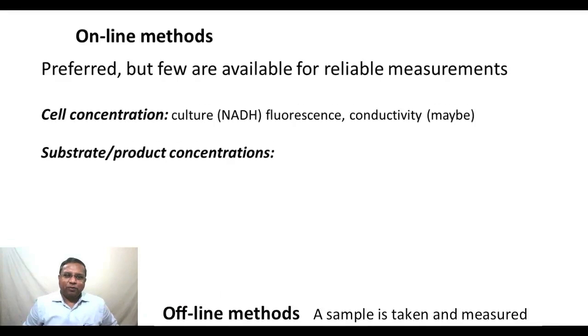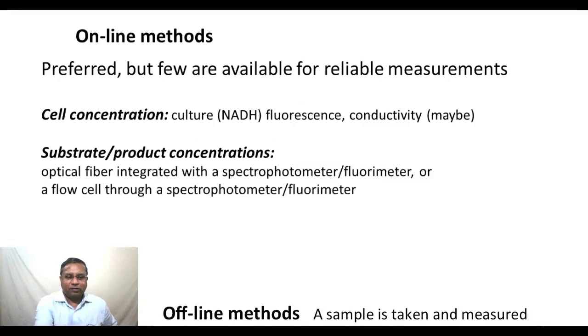For the substrate and product concentrations, there are a few online methods. As I mentioned earlier, the optical fiber is integrated with a spectrophotometer or a fluorimeter, or you could take a sample from the bioreactor as it is operating, but bring the sample back into the bioreactor after it flows through what is called a flow cell, which is placed in the fluorimeter for measurement. Okay, this is another way of doing that.